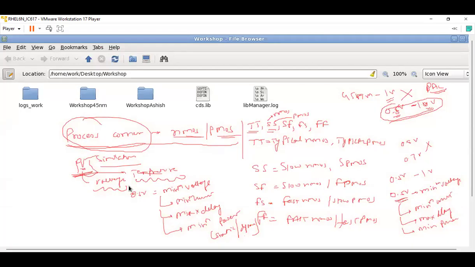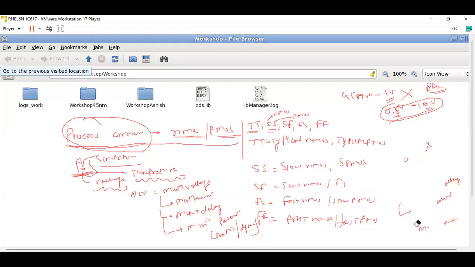whenever you read in any analysis, or somebody tells you to do the PVT analysis, it means you have to do the analysis from 0.5 volt to 1 volt on every voltage, right? This is the voltage analysis. What about the temperature analysis? When somebody tells you to do analysis on temperature, it means that you have to work on the different temperatures.